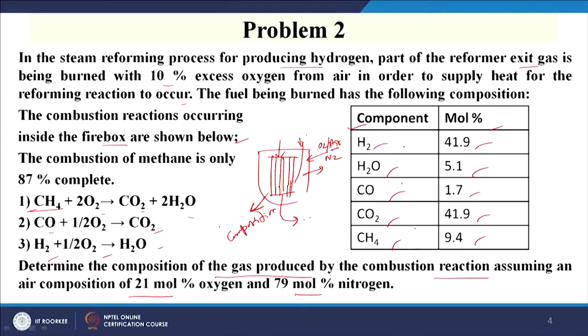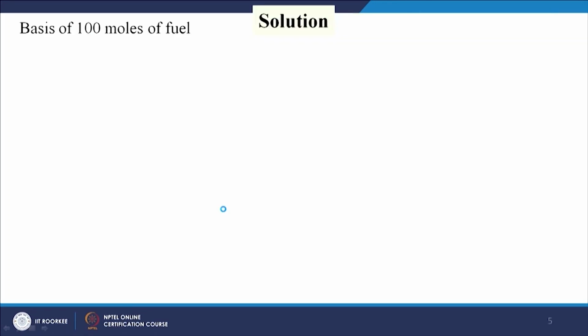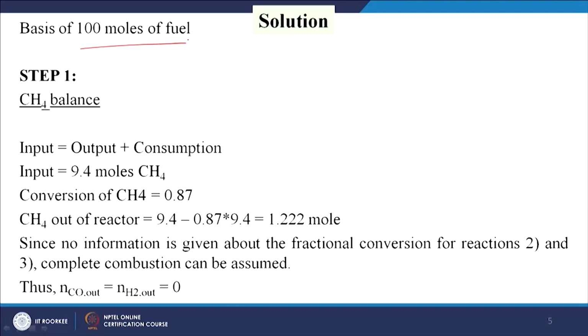So, mass balance we will do and we will be able to determine the composition of the gas which is going out from this. Then see, for this problem we will take one basis. So, our basis is 100 moles of fuel gas which we are using for the combustion in the outer side of the reformer, and then we will go for mass balance.